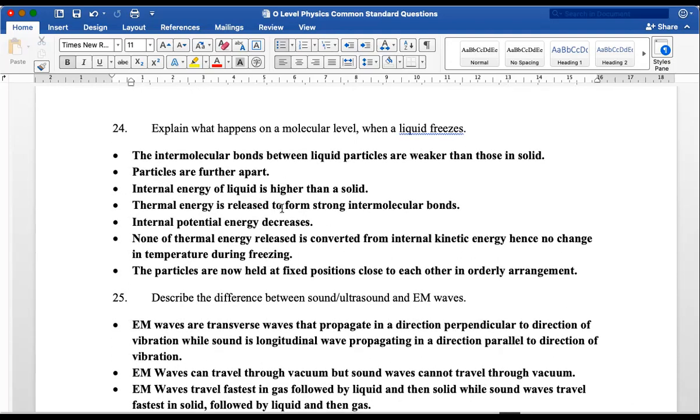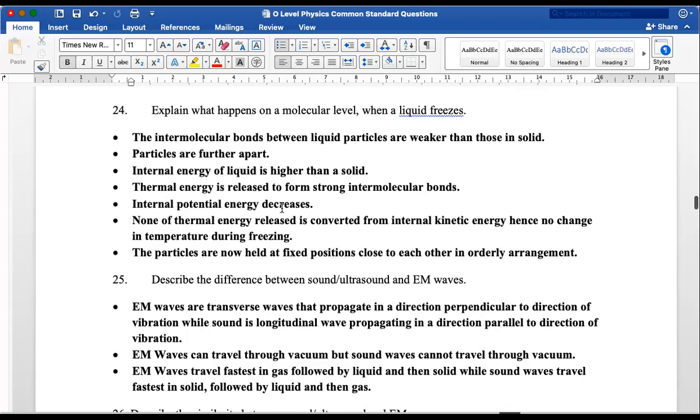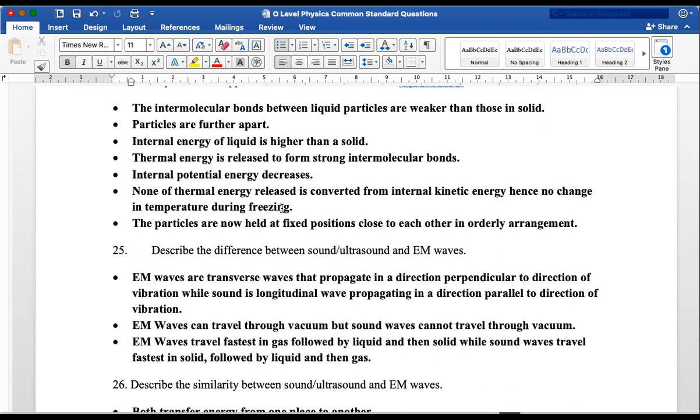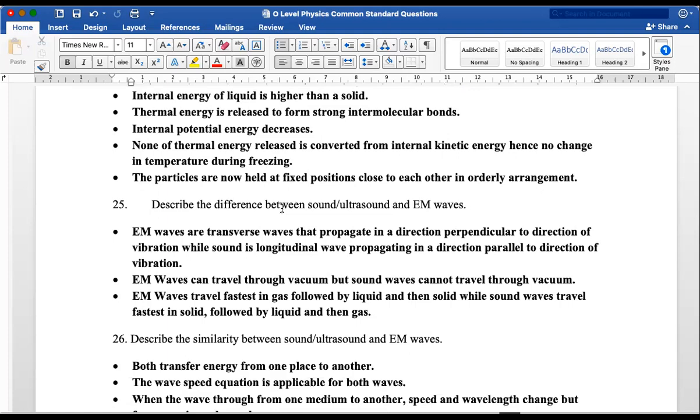Explain what happens on a molecular level when a liquid freezes. The intermolecular bonds between liquid particles are weaker than those in a solid. Particles are further apart. Internal energy of a liquid is higher than a solid. Thermal energy is released to form strong intermolecular bonds. Internal potential energy decreases. None of the thermal energy released is converted from internal kinetic energy, hence no change in temperature during freezing. The particles are now held at fixed positions close to each other in an orderly arrangement.